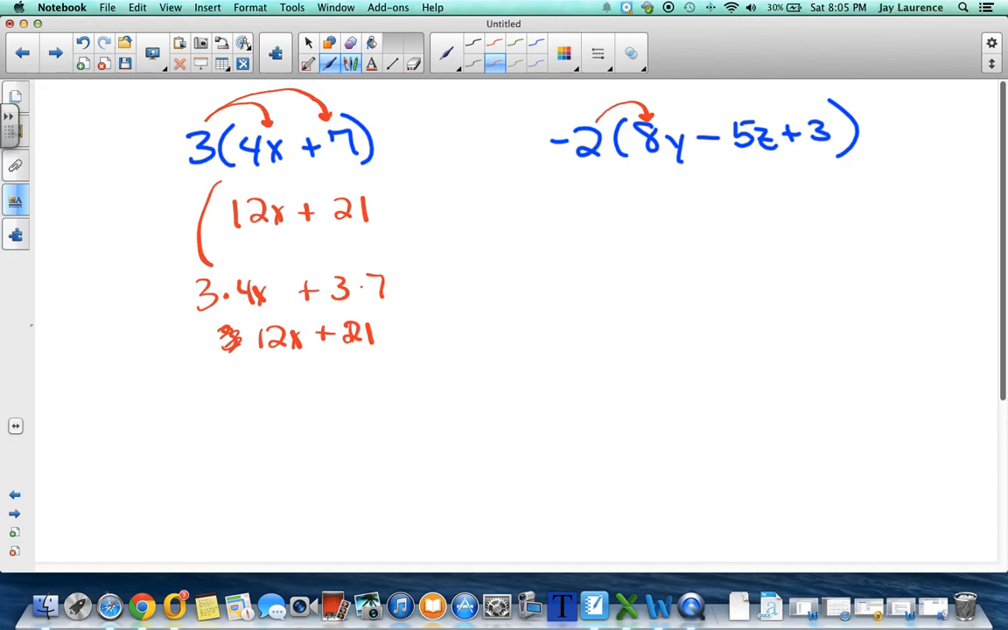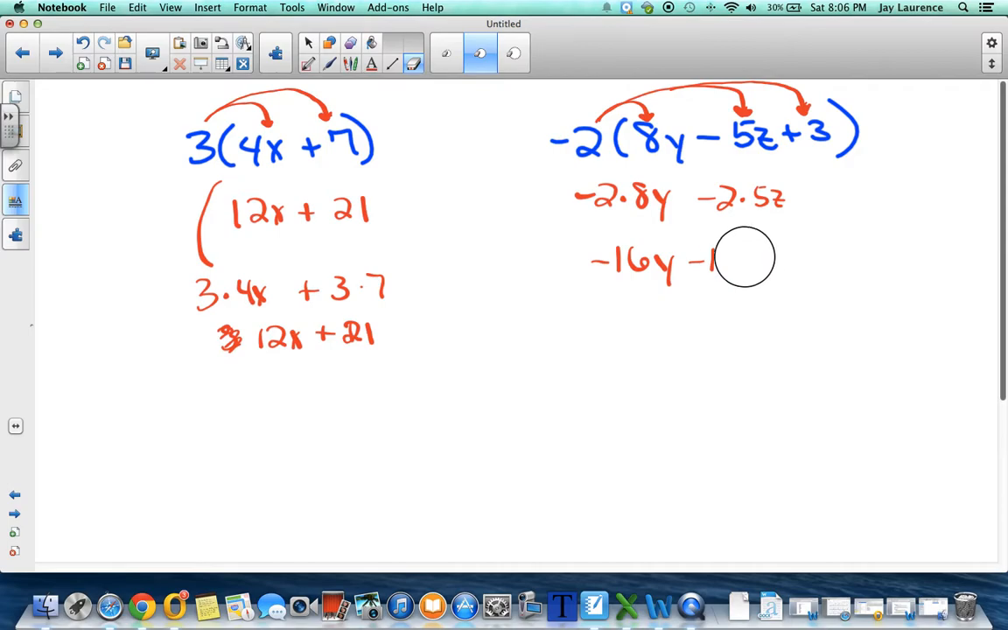Now when I have a negative in front of the quantity, I'm going to multiply everything in the quantity by that number. I don't care if there's 85 terms in the quantity. We won't be doing anything that big, but it's conceivable. So I do negative 2 times 8y, which is negative 16y. Negative 2 times 5z, that's a negative 10z.